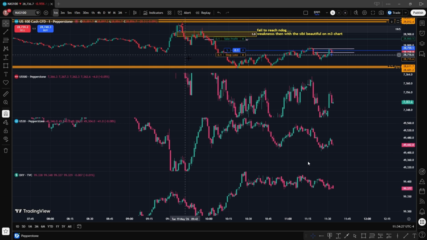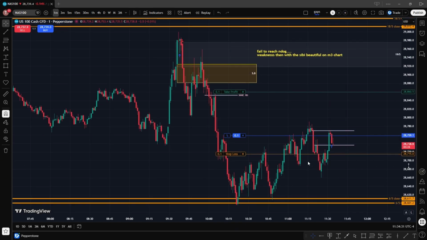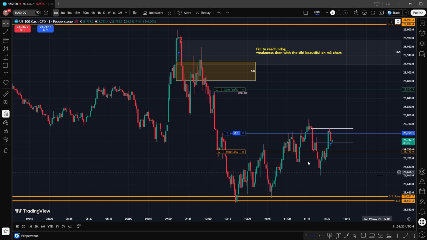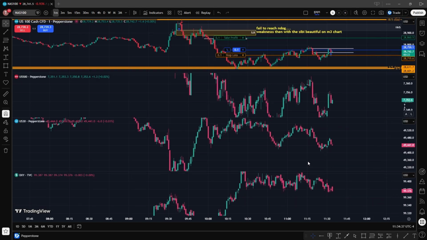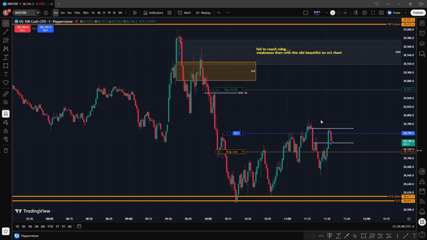Always using intermarket analysis to verify the trade, to validate the trade. ES is still looking pretty fine, and dollar is trading lower, so I'm expecting some form of expansion. You see we have dollar trading lower, so this is a risk off scenario, which is good for indices.